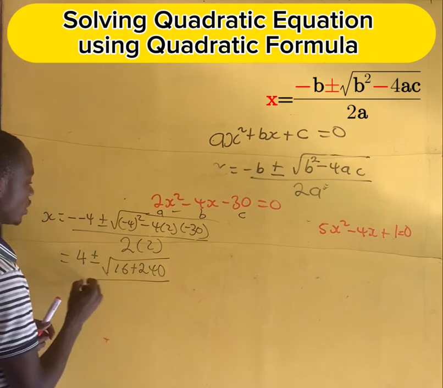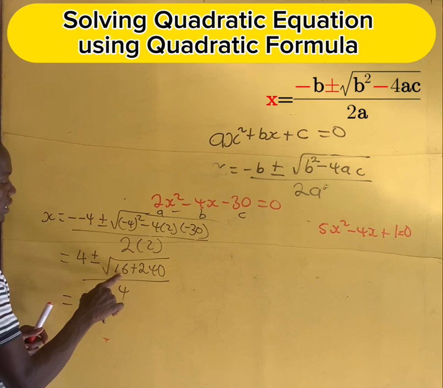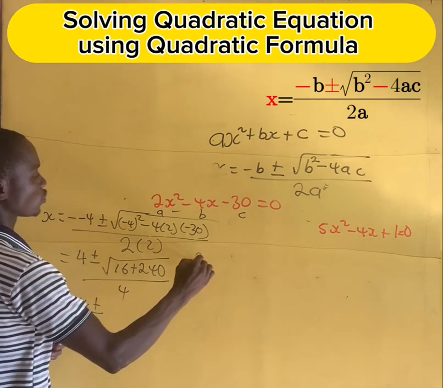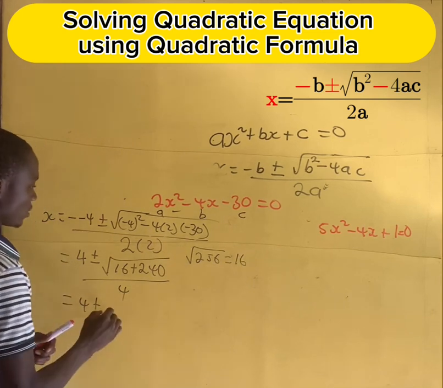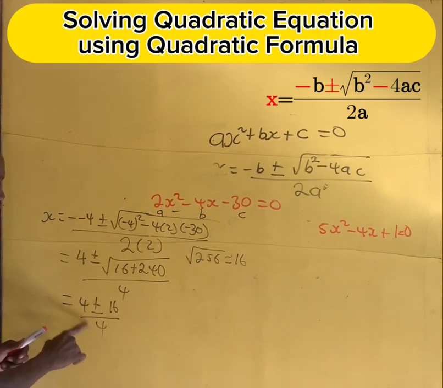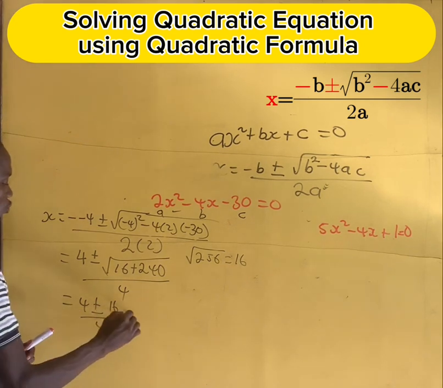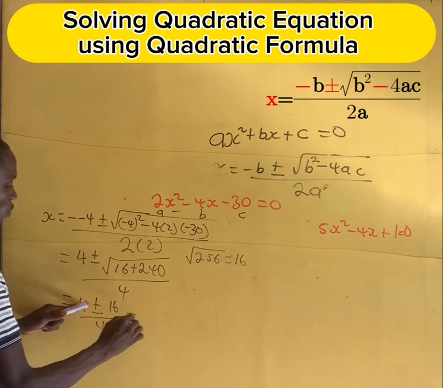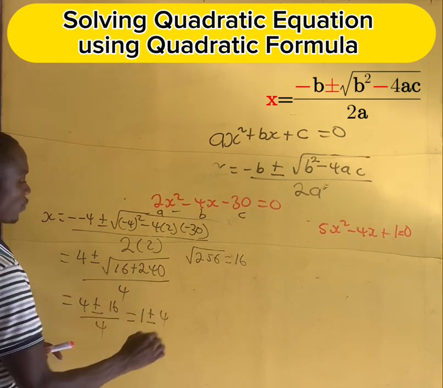So all divided by 4. This gives 4 plus or minus, 16 plus 240 will give us 256. So if we take the square root of this, we get 16. So plus or minus 16 divided by 4. And here 4 can divide this, 4 can divide this, in a very simple way. So this is the same as 4 will divide 4, 1, plus or minus 4 will divide 16, 4.